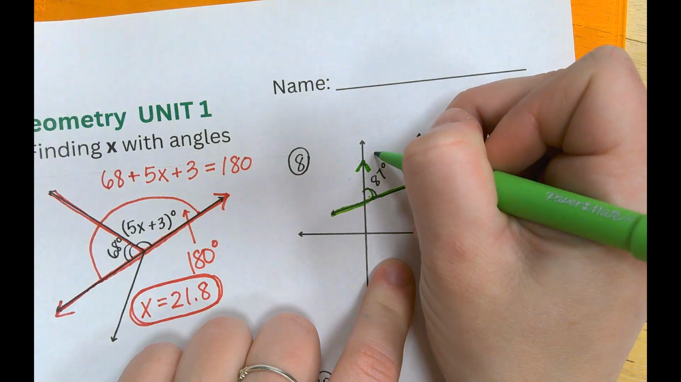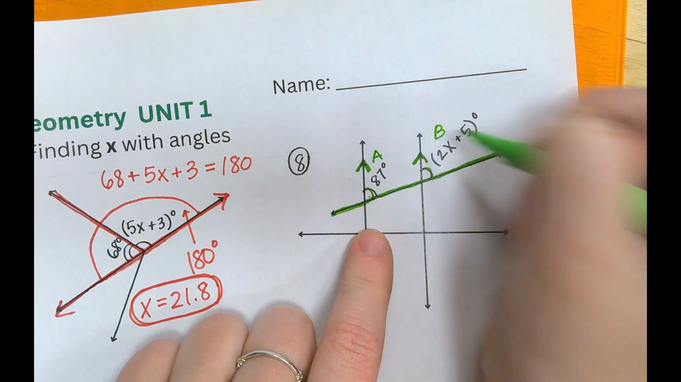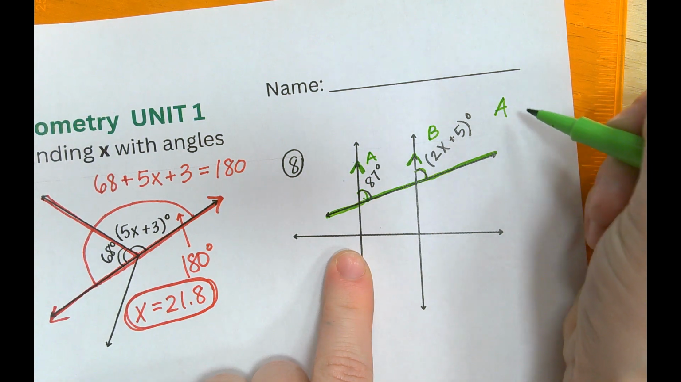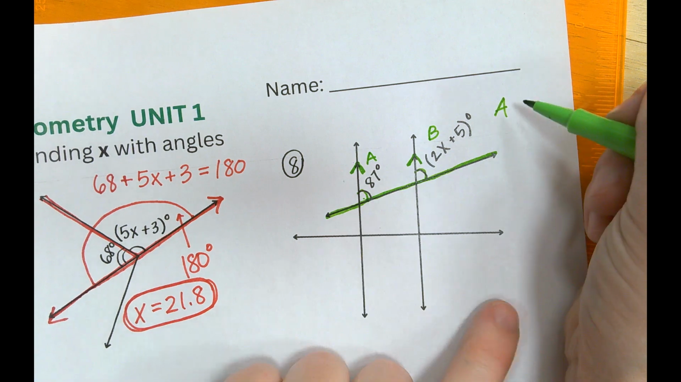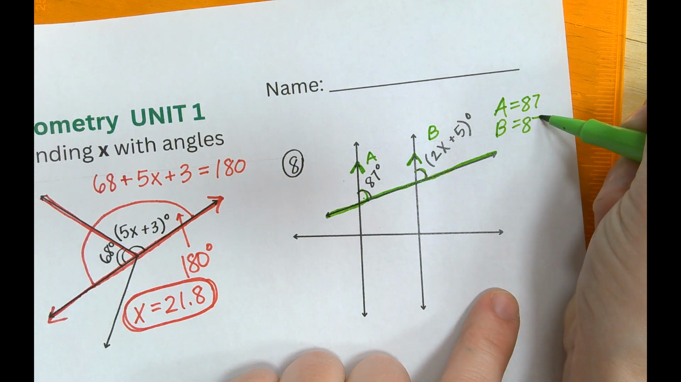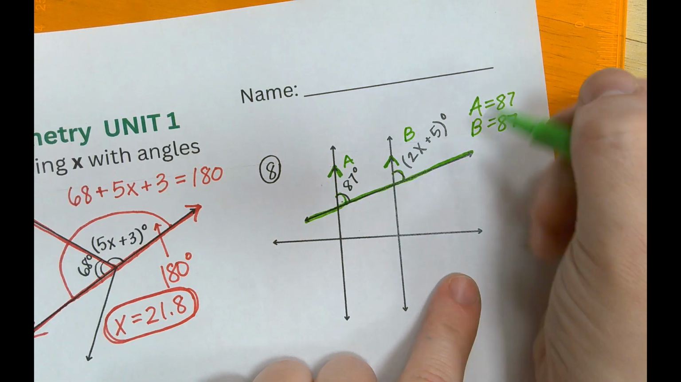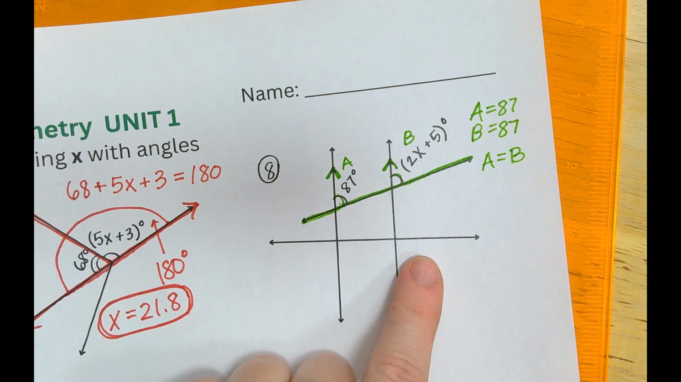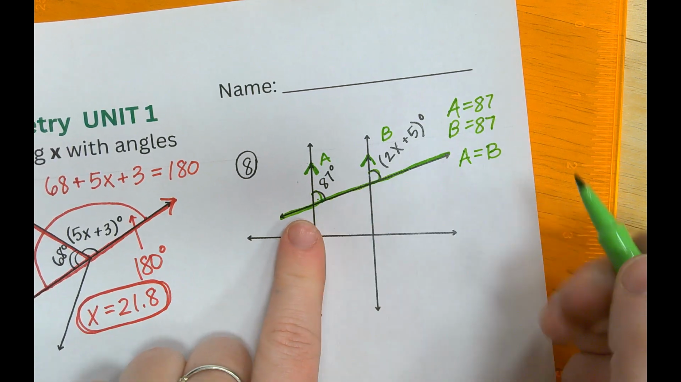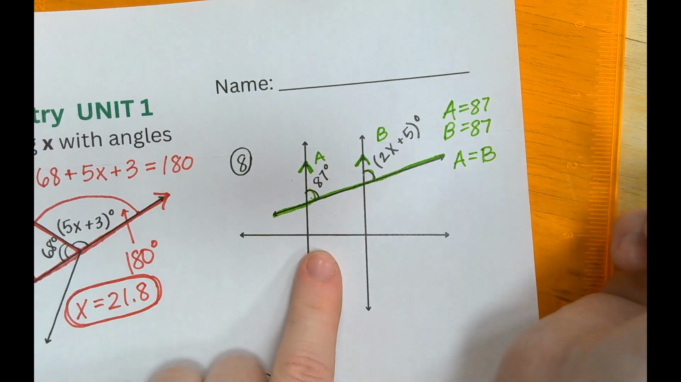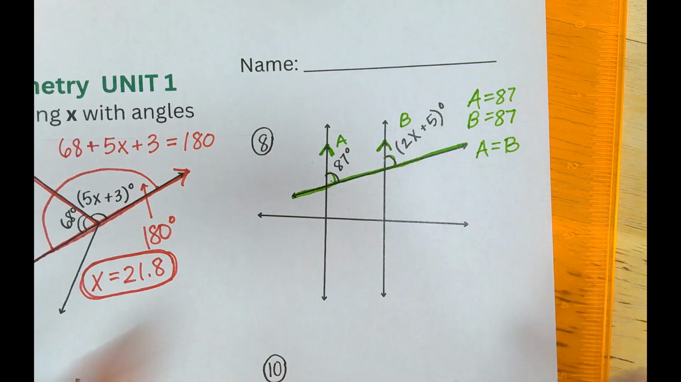So again, if this was angle A and this was angle B, what could we say about A and B? Both 87. Yeah, A and B are both 87. I know A is 87, B is 87. I could also say that A is equal to B. Like the last one equals 180, what is number 8 supposed to equal?